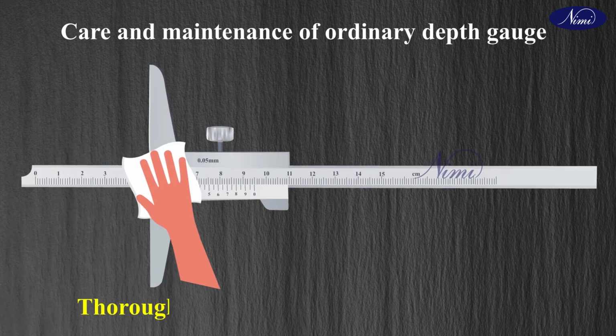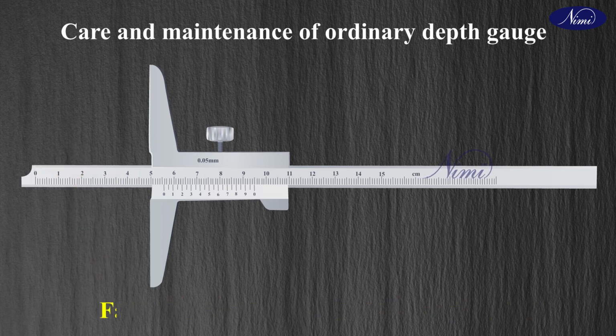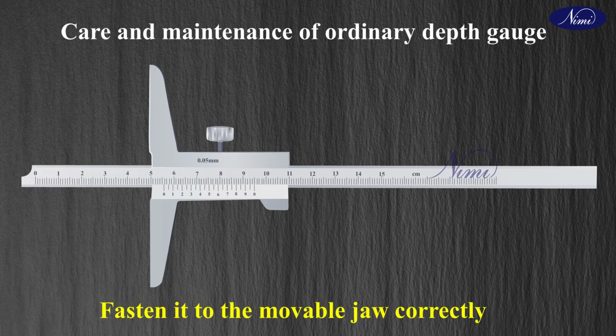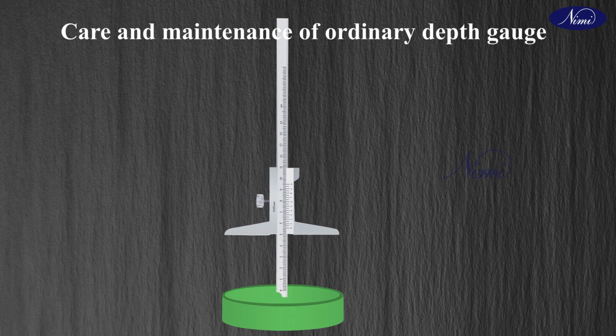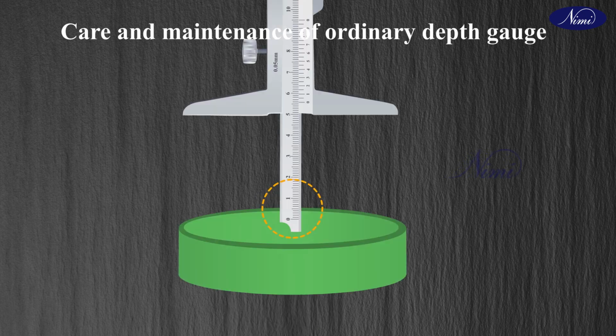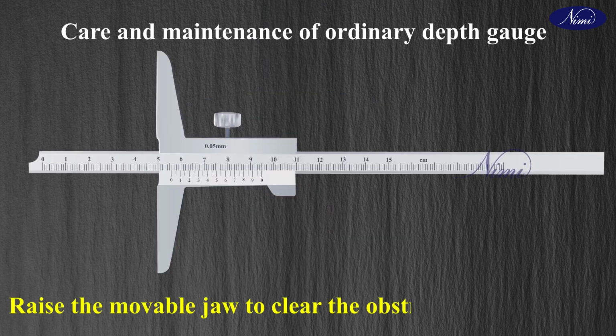Number 1. Thoroughly clean and inspect the depth gauge. Number 2. Fasten it to the movable jaw correctly. Number 3. Set the depth gauge rod with its end in contact with the surface plate and check for any error. Number 4. Raise the movable jaw to clear the obstruction on the part.